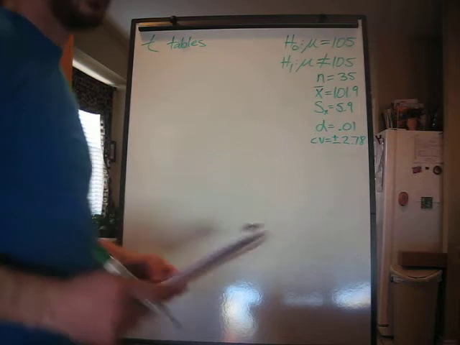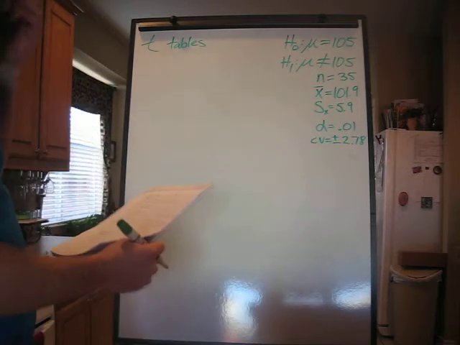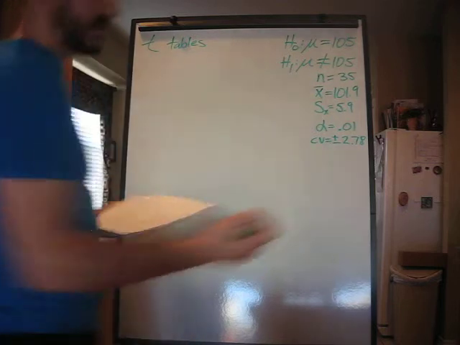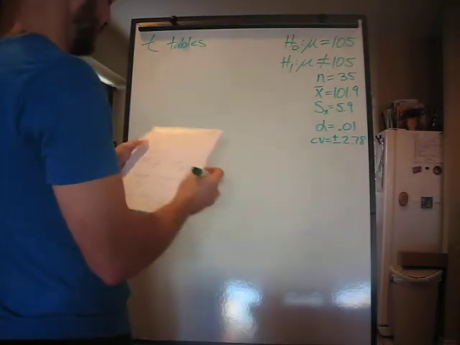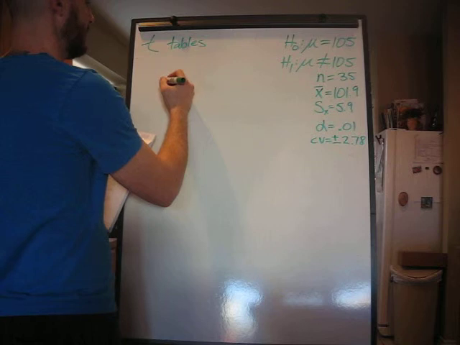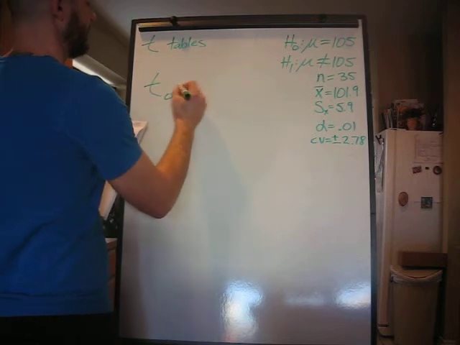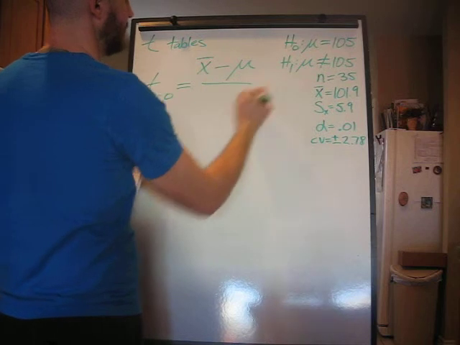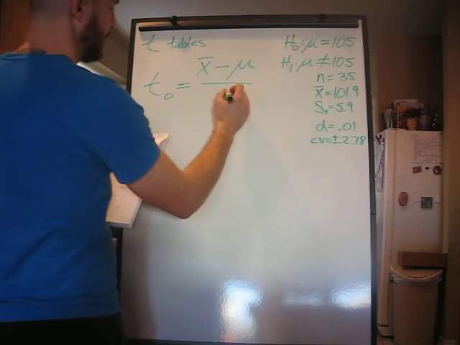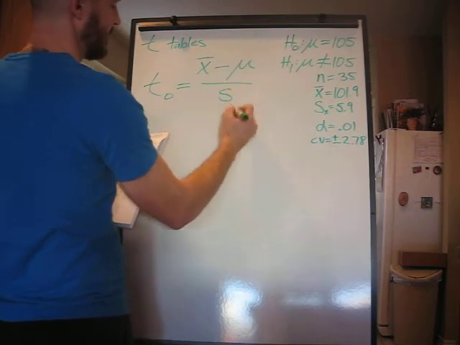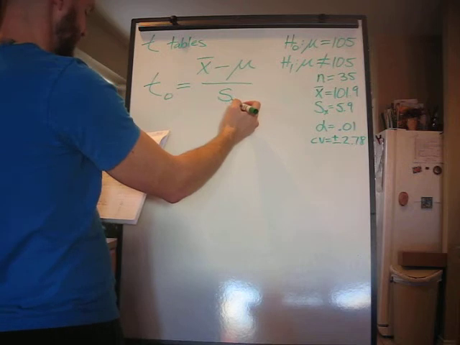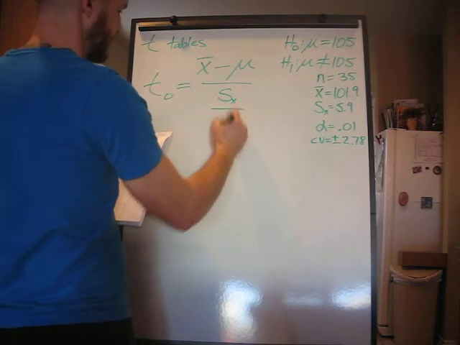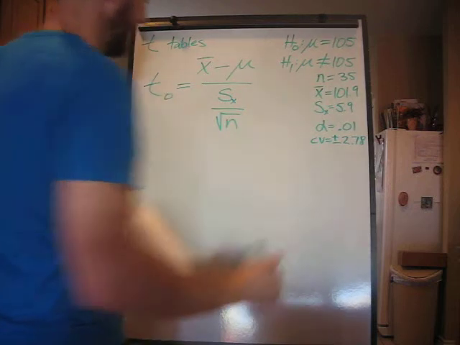Now the formula for finding T. I'm going to write this up and then erase it, so copy it down or rewind, whatever. T naught is going to equal x bar minus mu, over S sub x over the square root of n.